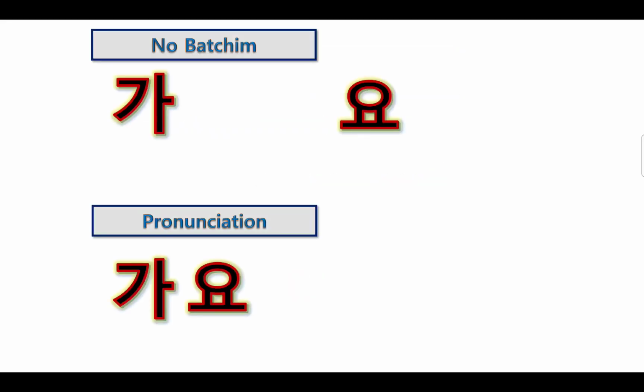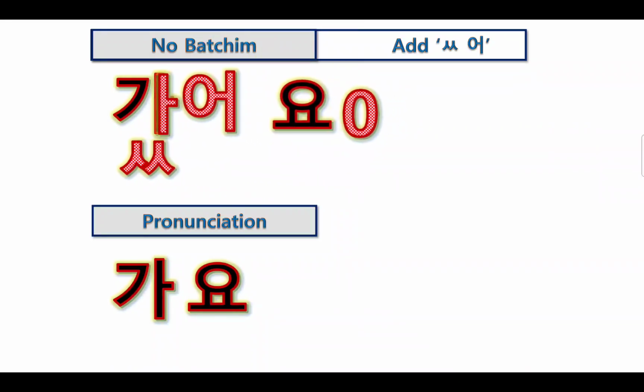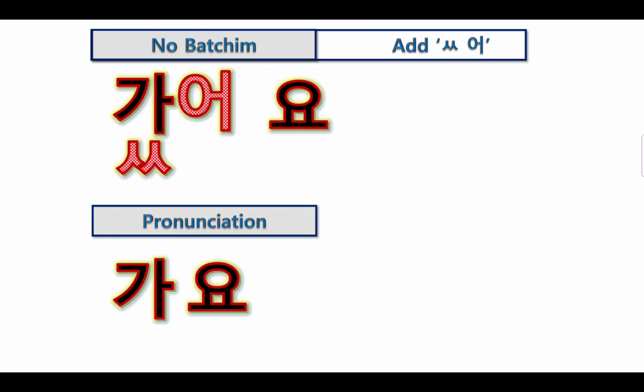Okay, so when the verb has no 받침, what is the present tense for to go? Present tense is 가요, right? 가요. So 가요, we just simply put ㅆ. So look at this, 가았어. This is 가았어, and then contraction. So this is 갔어, right? 갔어요, past tense.